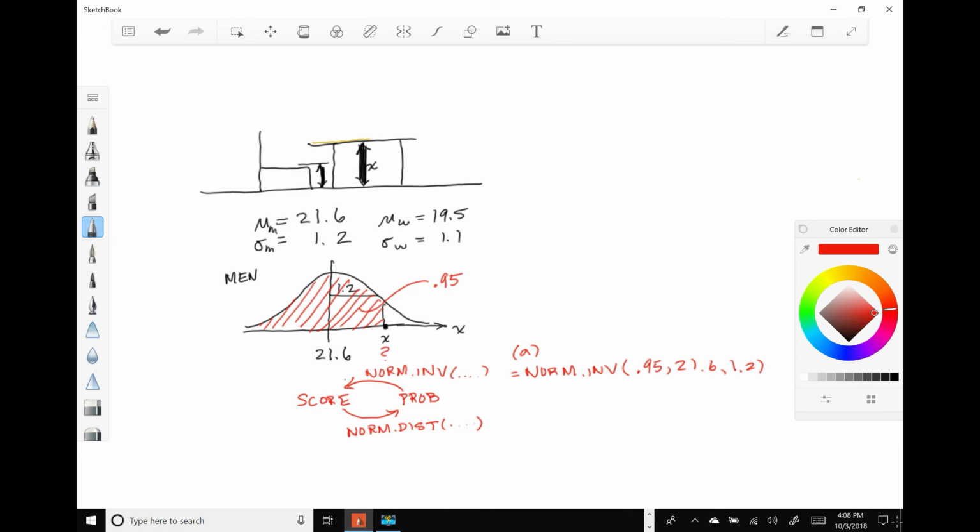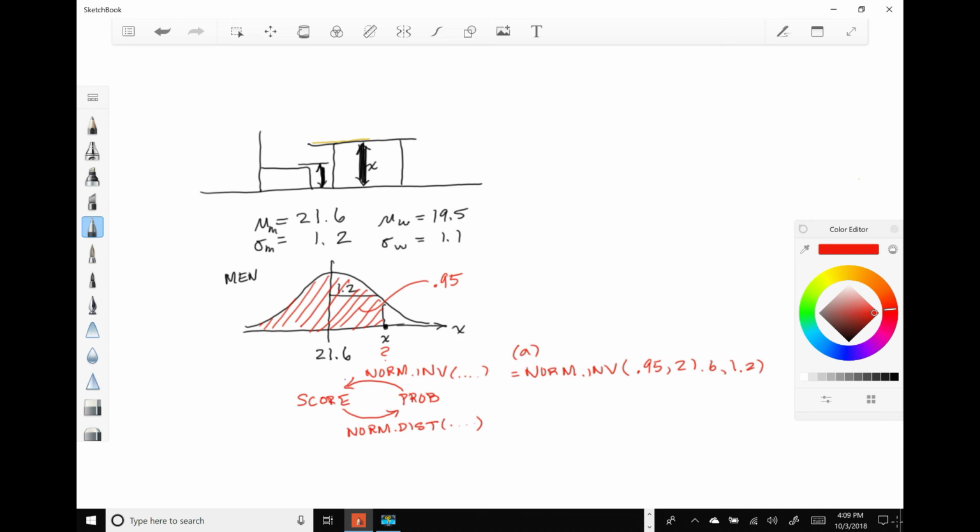21.6 and 1.2. And so we're supposed to get a height, and I get 23.57 inches. To one decimal place, that's 23.6. Let me see if I get that right. And I'm going to redo this with different numbers in the next part of the video. But anyhow, let's see if we get this right. Yes, we did. Okay, next part.